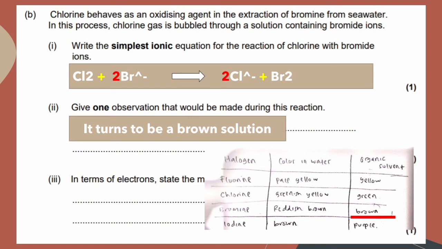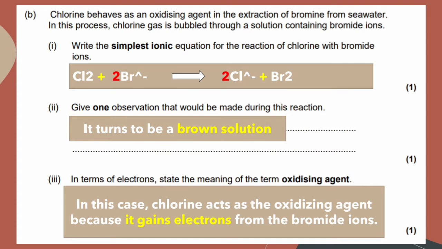Here, we need to assume that we are in the middle of the laboratory, so we need to discern the changes that we can detect by our eyes. And so we need to observe the color change. According to the data, it turns into a brown solution. That's the answer. III. In terms of electrons, state the meaning of the term oxidizing agent.